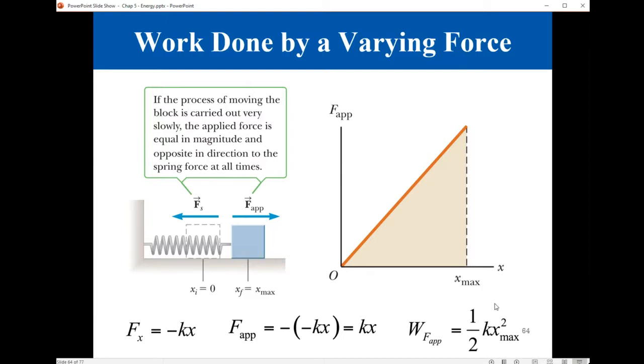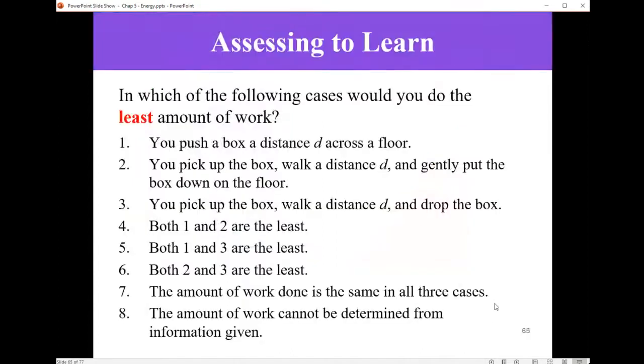Okay, just an example to check on what we learned regarding the varying force situation. In which of the following cases would you do the least amount of work? You have several scenarios. You push a box a distance d across a floor. You pick up the box, walk a distance d, and gently put the box down on the floor. You pick up the box, walk a distance d, and drop the box. And you have a combination of these.